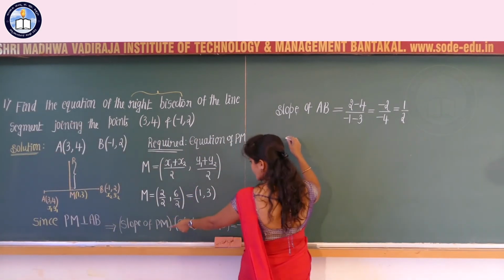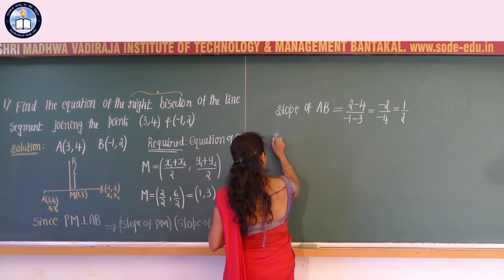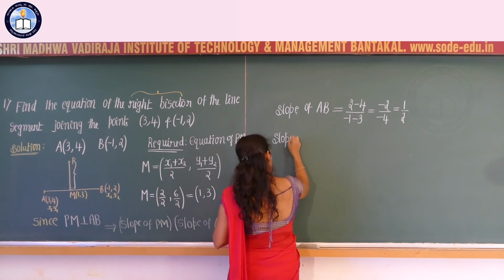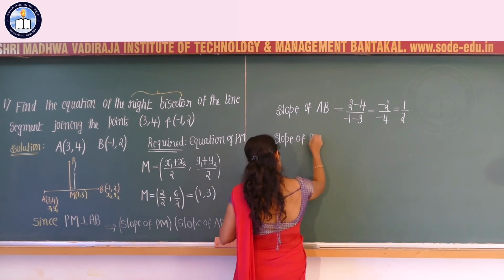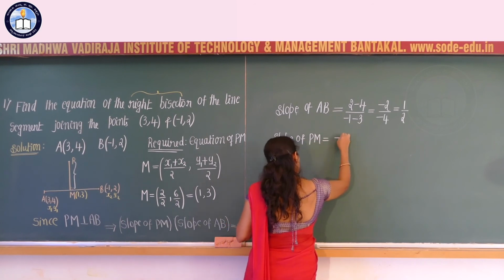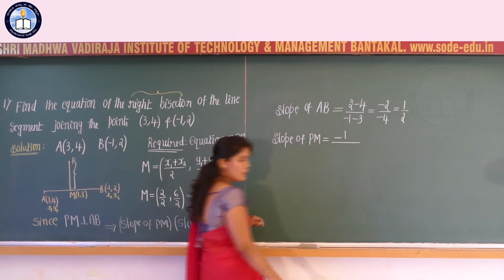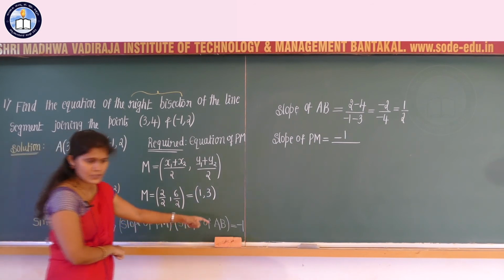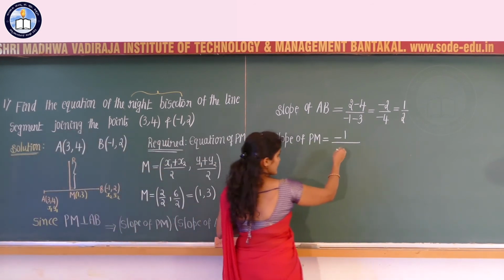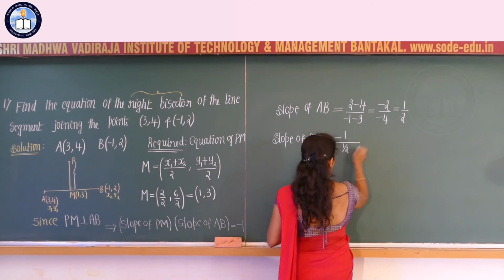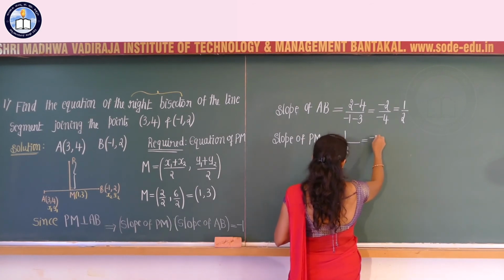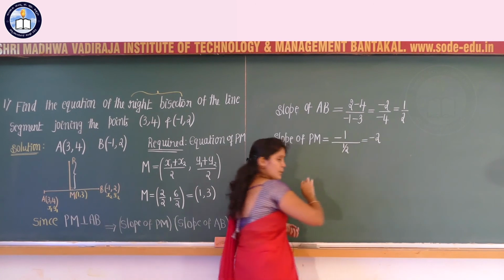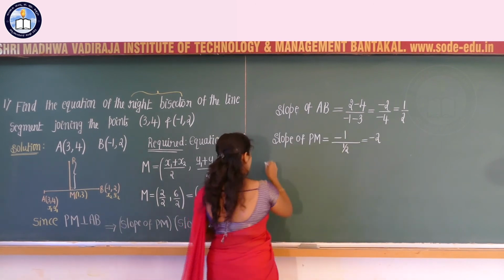What is the slope of PM? The slope of PM is equal to minus 1 divided by the slope of AB, since the slope of PM into the slope of AB is minus 1. So the slope of PM is nothing but minus 1 divided by 1 by 2, or I can write it as minus 2. Now let us write the required equation.